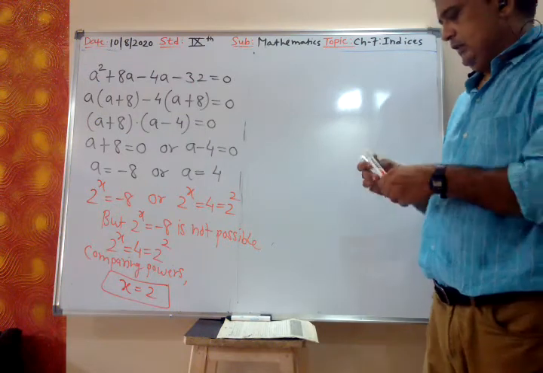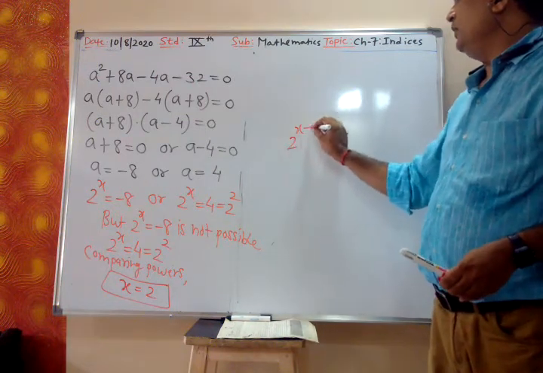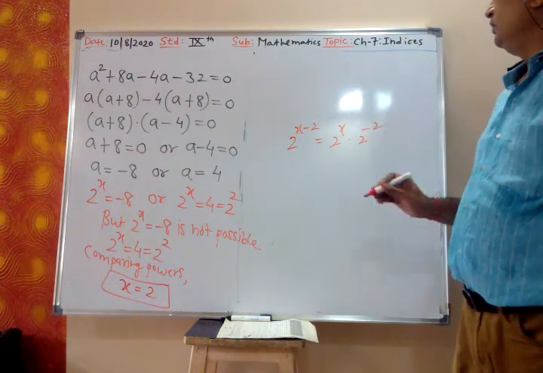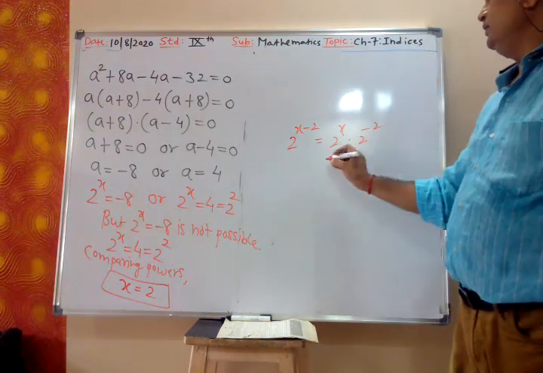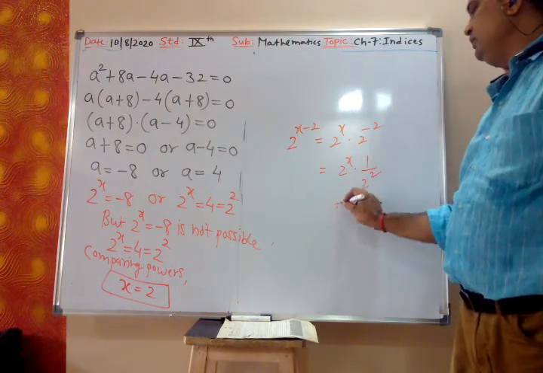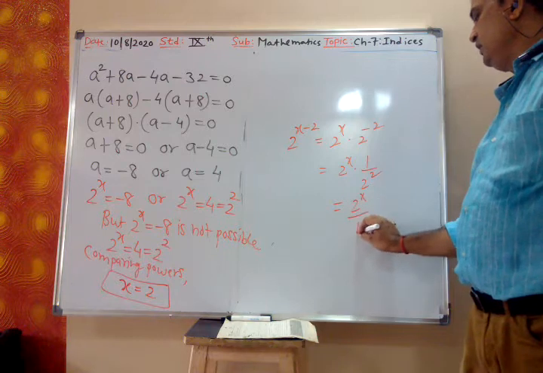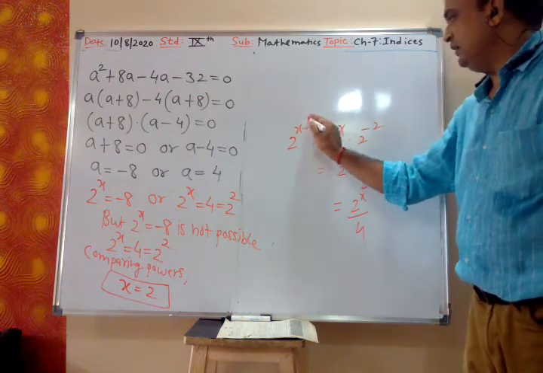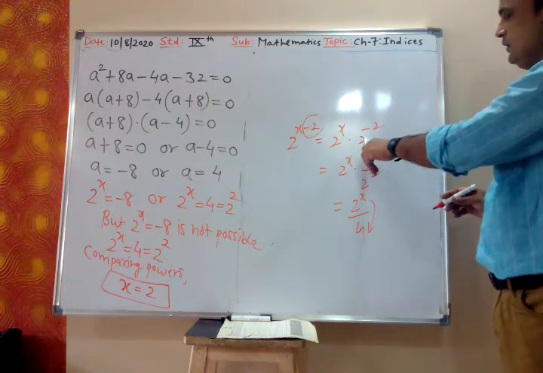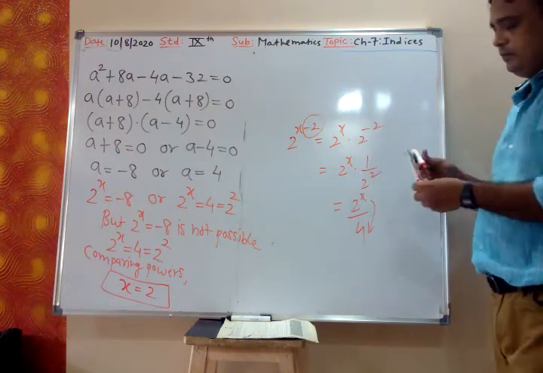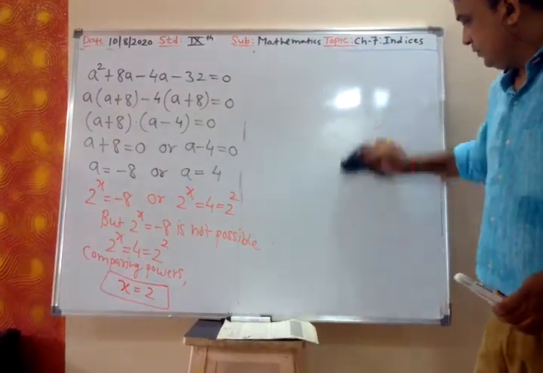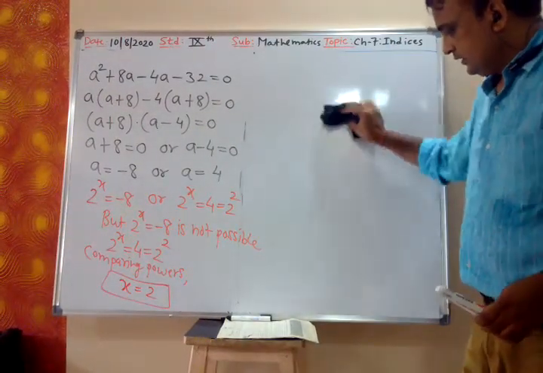If it is 2 raised to x minus 2, I will write this as 2 raised to x into 2 raised to minus 2, which is 2 raised to x, 1 upon 2 raised to 2, that is 2 raised to x upon 4. If it is 2 raised to x minus 2, then it is 2 raised to x upon 4. It will not be 4, it will be 1 upon 4. Are you getting? Yes. Now let us do the third one.